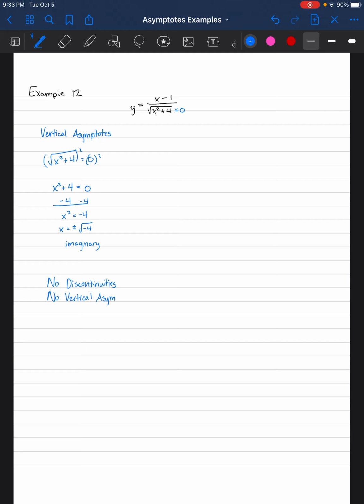Again, kind of an interesting case here where we have a rational function, a fraction, that doesn't actually have anything wrong with it. It has no discontinuities. It has no vertical asymptotes. It doesn't even have a hole in it. It's perfectly continuous everywhere.